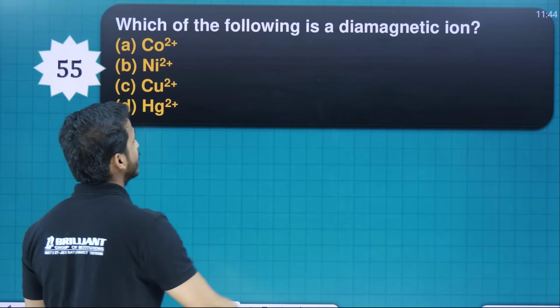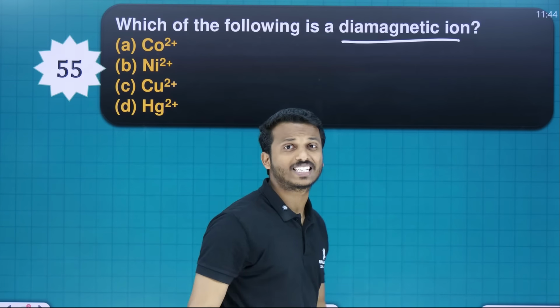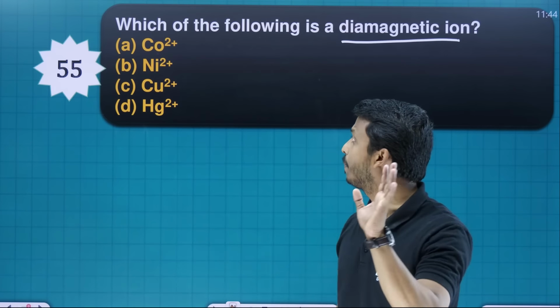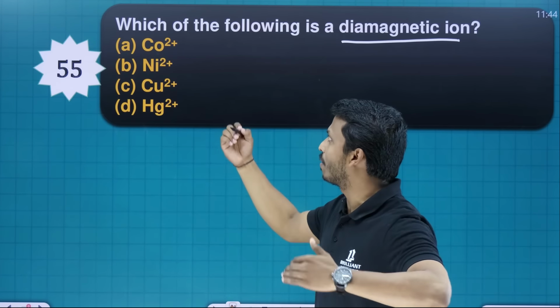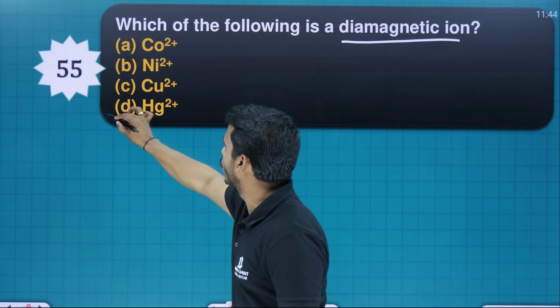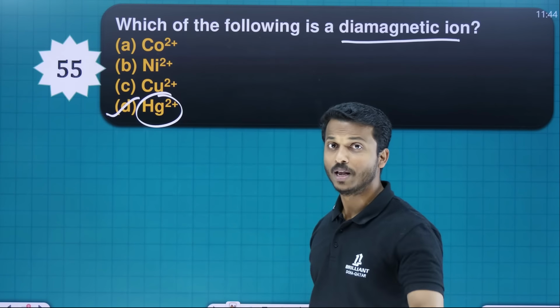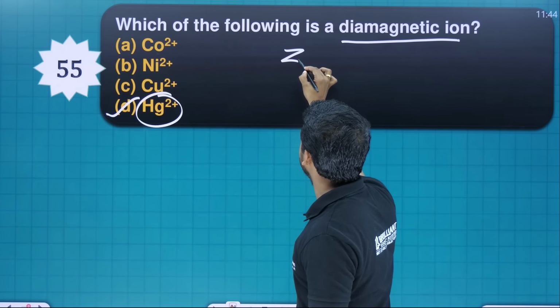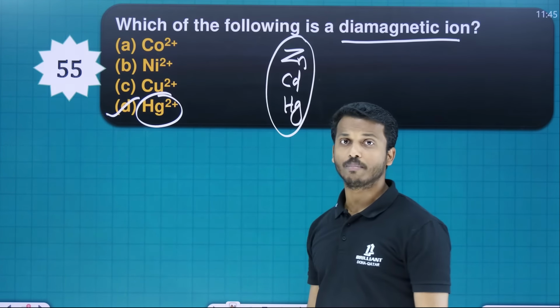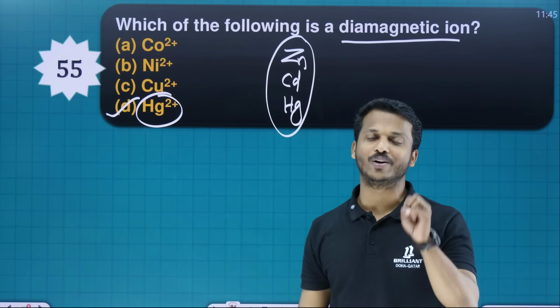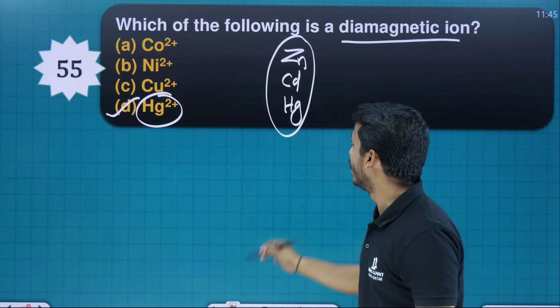Which of the following is diamagnetic? Already we discussed diamagnetic means no unpaired electron. You cross check it one by one with the element. Let me go for mercury. Why mercury? Do you remember we studied zinc, cadmium and mercury. Zinc, cadmium and mercury are in the same group. They do not contain any unpaired electron.